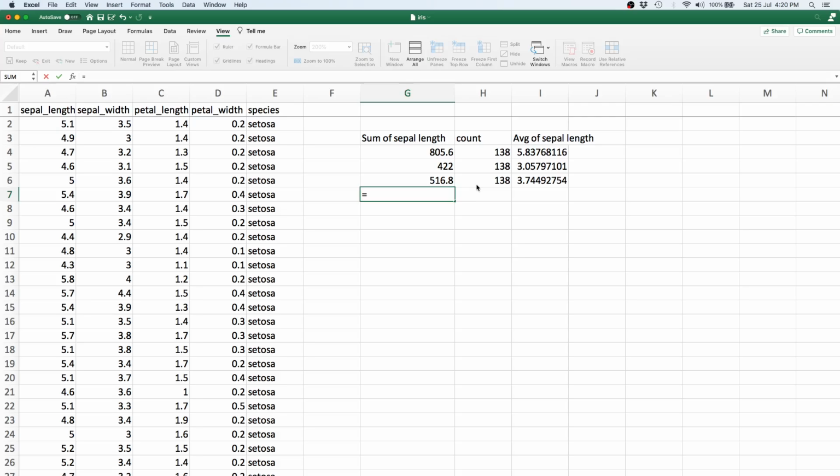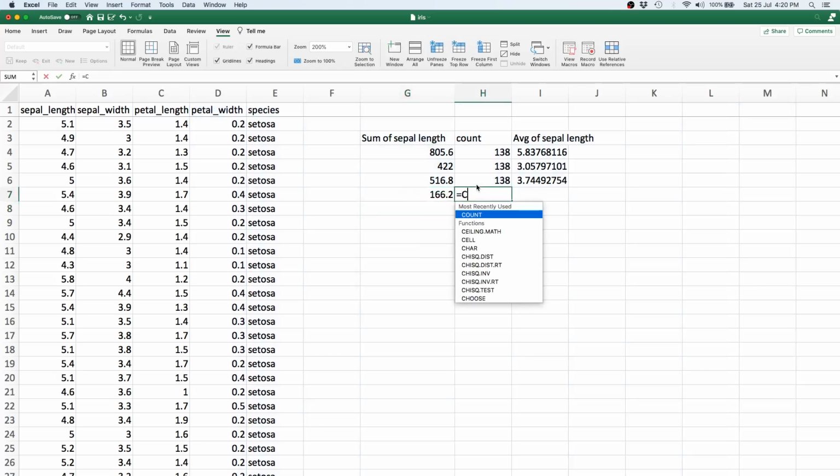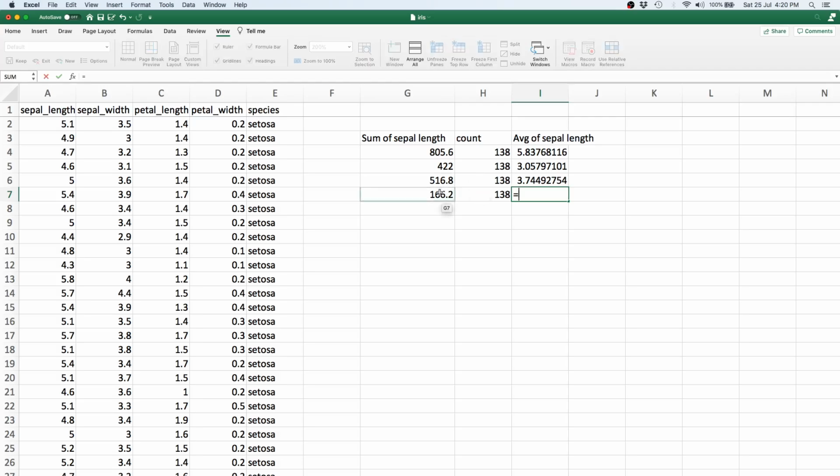For the sake of completeness, let's also finish this for the petal width column, which is D to D, D to D, and we have a count of D to D, and then we simply have G7 divided by H7, and there it is. Those are basically our average values of all the 4 columns.